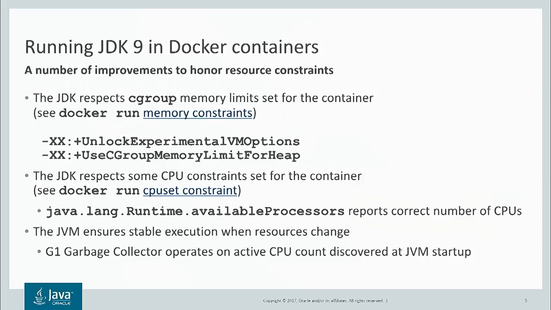Another area that the JDK now respects is some CPU constraints set for the container. For example, Runtime.availableProcessors will now report the correct number of CPUs in the container. Previously, it used to report the CPUs of the host itself. Also, we've done some fixes to the JVM to make it more stable when resources change. For example, the G1 garbage collector now operates on the active CPU count discovered at JVM startup, and not the active CPU count at any time it decides it wants to query it, because G1 needs to size things at JVM startup correctly based on the CPU count it sees.